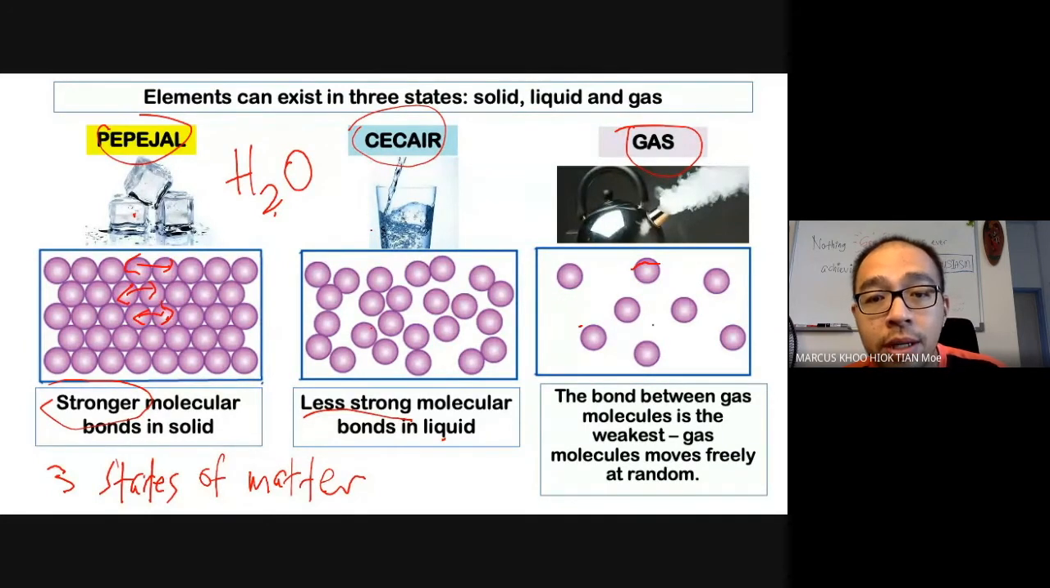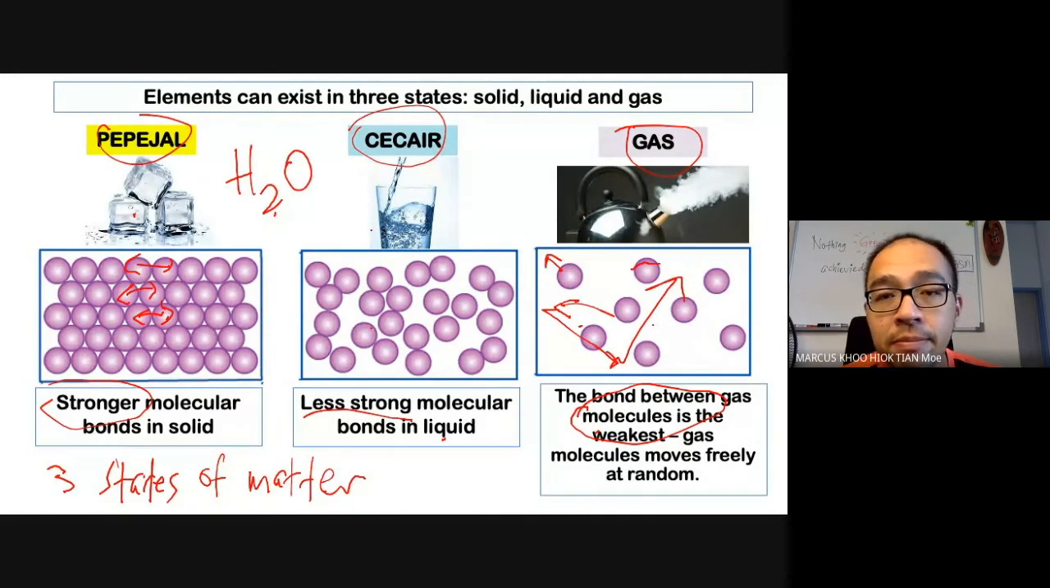Gas, however, has the weakest molecular bonds. Okay, the bonds between gas molecules is the weakest, and because of that, they can move freely at random. So they move here, they move here. After they move here, they move here. Up to them. Okay, they're very random molecules. They just move wherever they want because they are not, mereka tidak terikat kepada satu sama lain. They are not linked to one another. Okay, they have no responsibility to the person next to them.